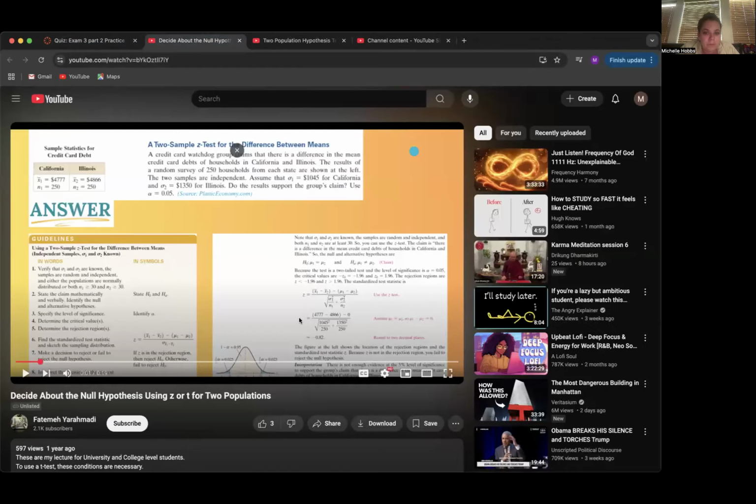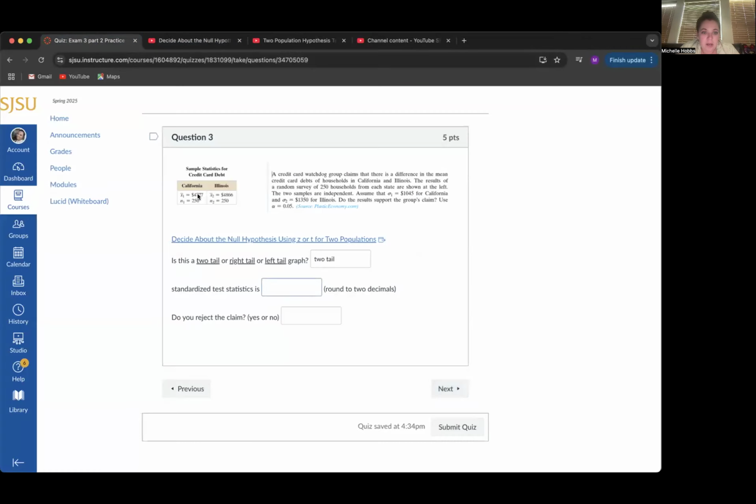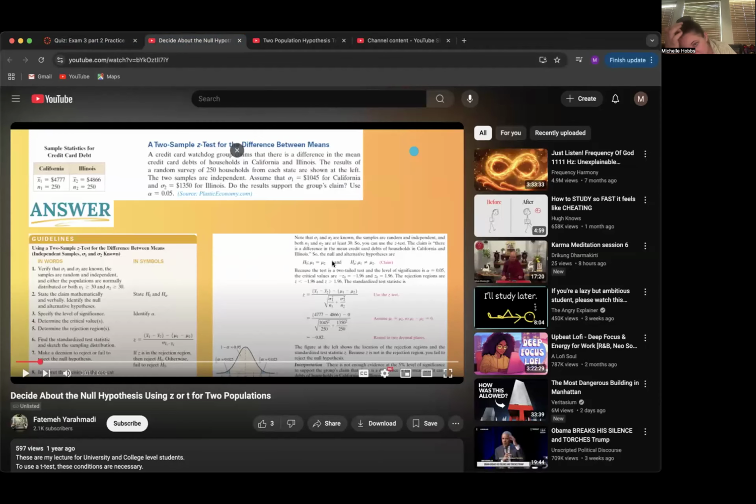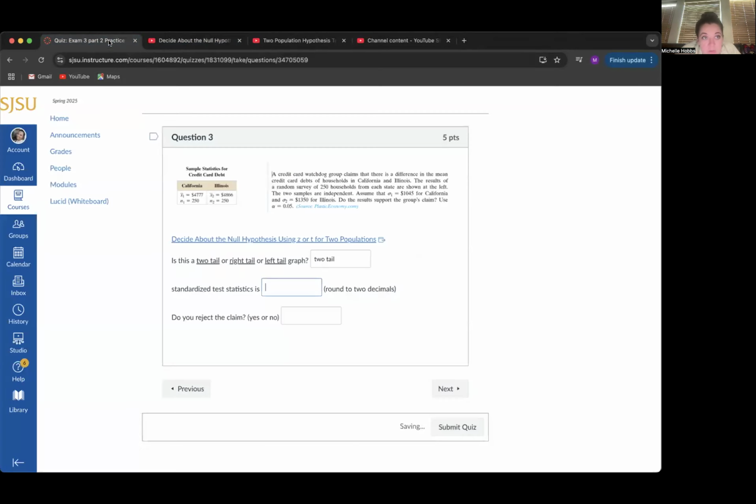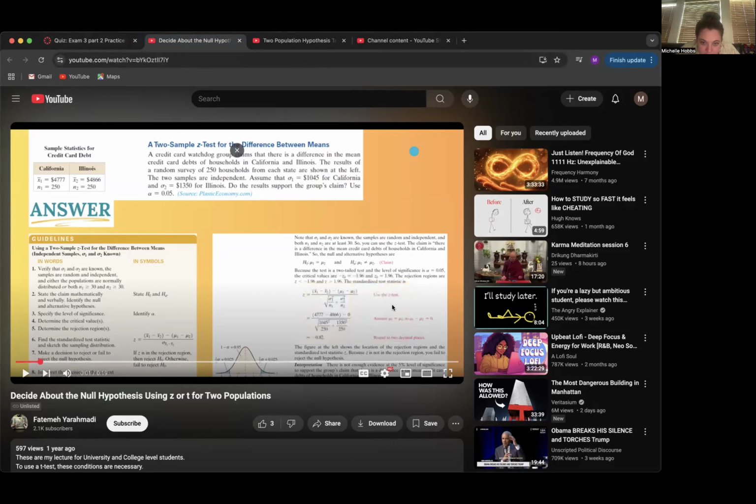And then the standardized test statistic is going to be negative 0.82. And do we reject the claim? There's not enough evidence at the 5% level of significance to support the group's claim.